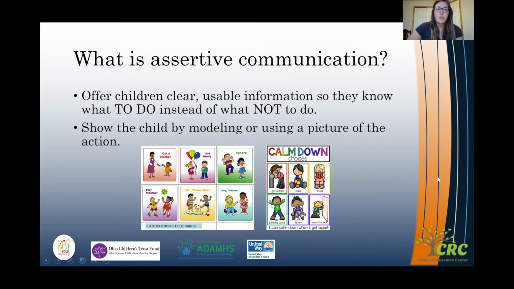So these two pictures here, these ones are some problem solving visuals. They give positive options of things that children can do to solve a problem. They can play together. They could say, please stop. And then these ones here are calm down choices.